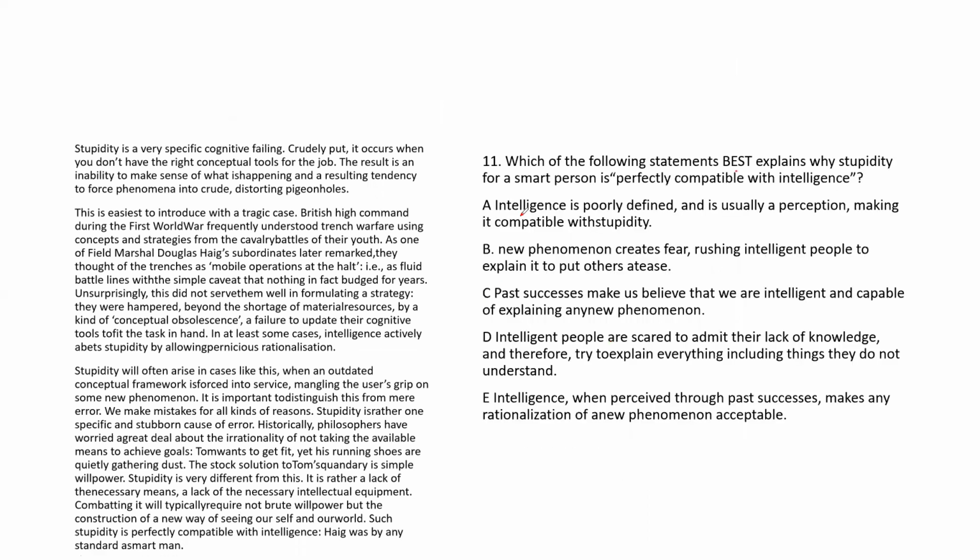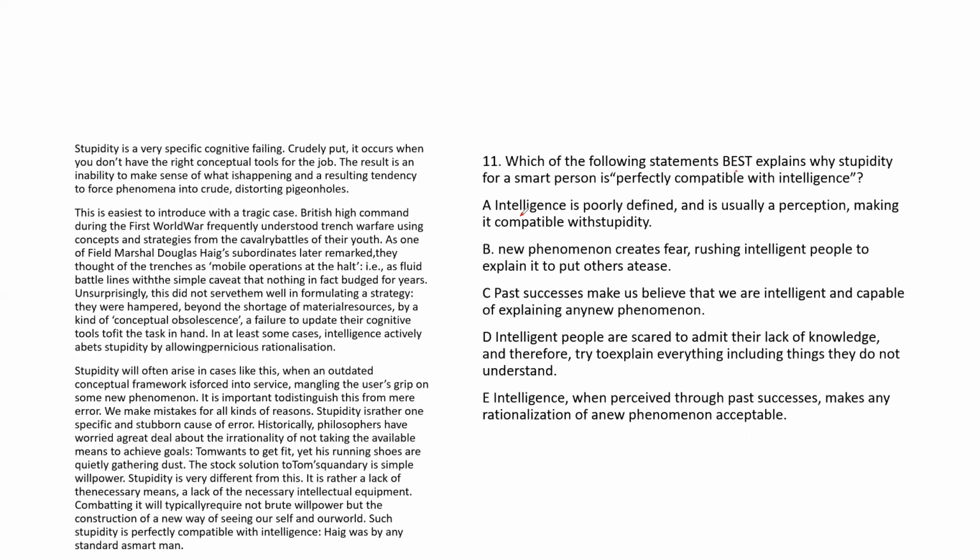Let's look at question number 11. Which of the following statements best explains why stupidity for a smart person is perfectly compatible with intelligence? Option A, intelligence is poorly defined and usually a perception, making it compatible with stupidity.